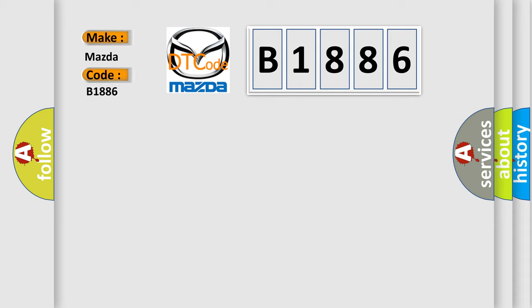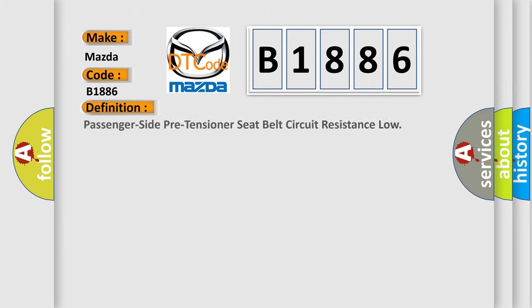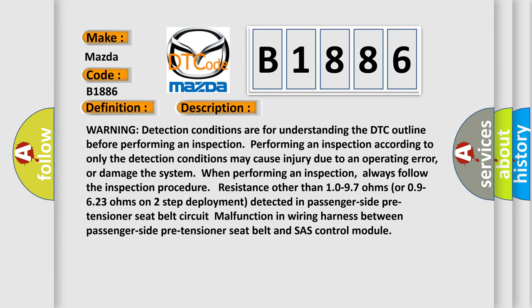B1886 interpret specifically for Mazda car manufacturers? The basic definition is passenger side pre-tensioner seat belt circuit resistance low. And now this is a short description of this DTC code.